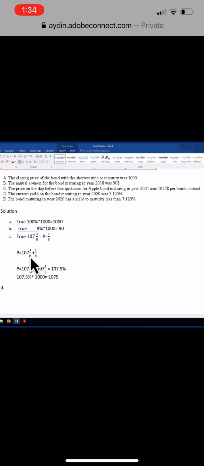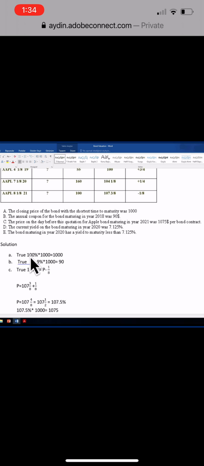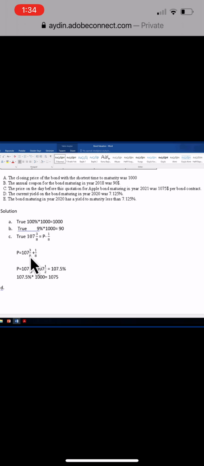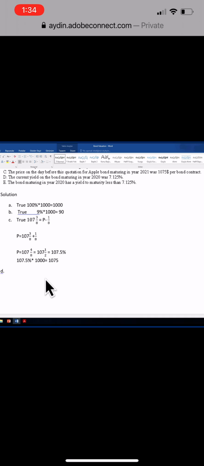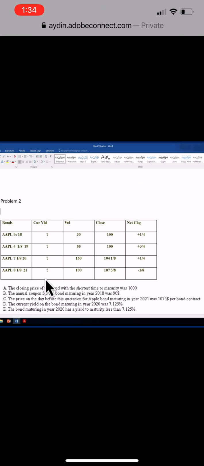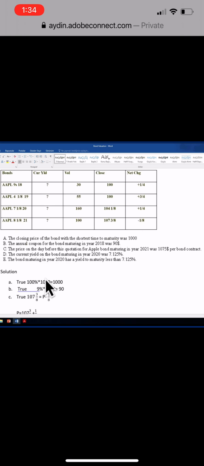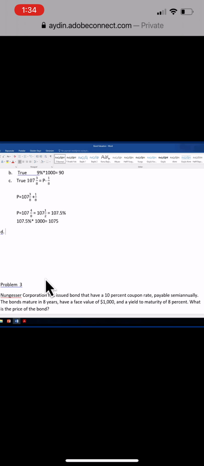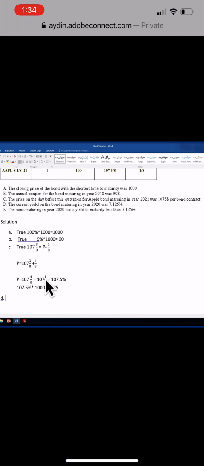So D, what is the current yield, students? The current yield is simply the coupon payment divided by the close price. So let's write this formula. So it's a coupon rate, we can say rate, divided by the close price.